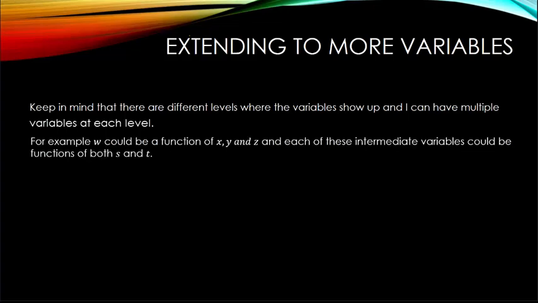So for example, I might have a function w that is a function of x, y, and z, and each of these intermediate variables could be functions of both s and t. My tree diagram here starts with w at the top. I draw an arrow to the x function. I draw another arrow from w to y, and a third arrow from w to z.